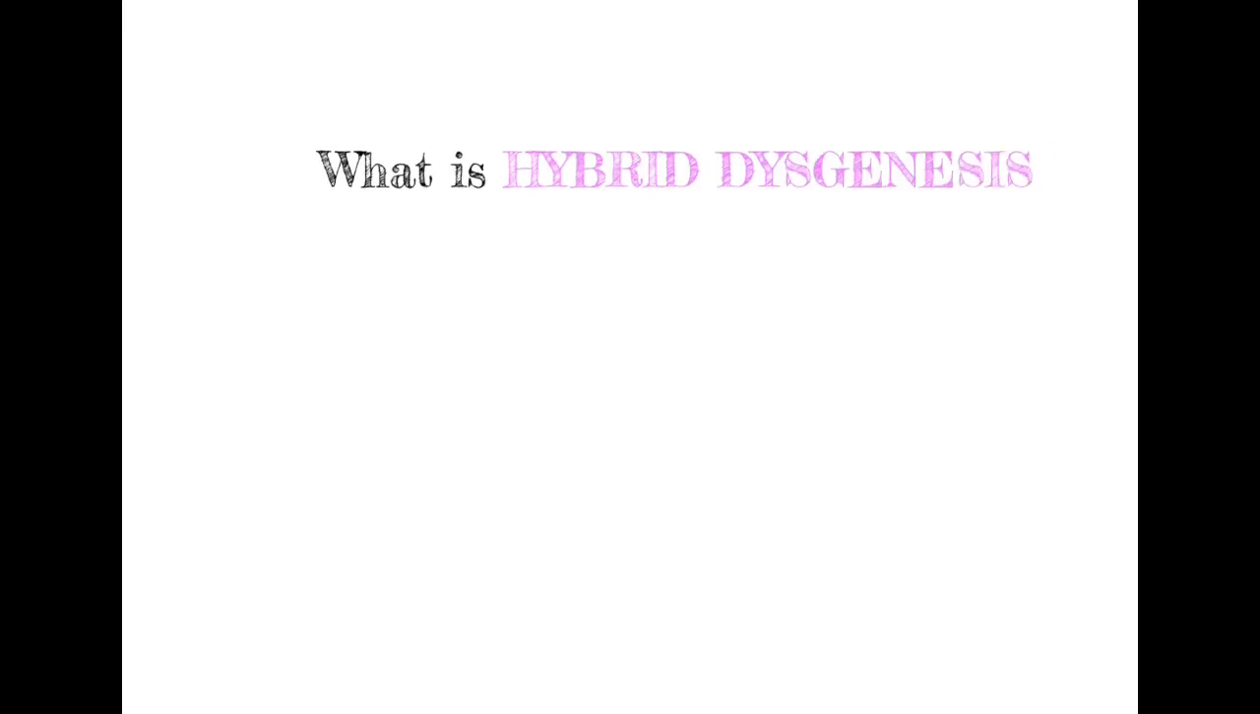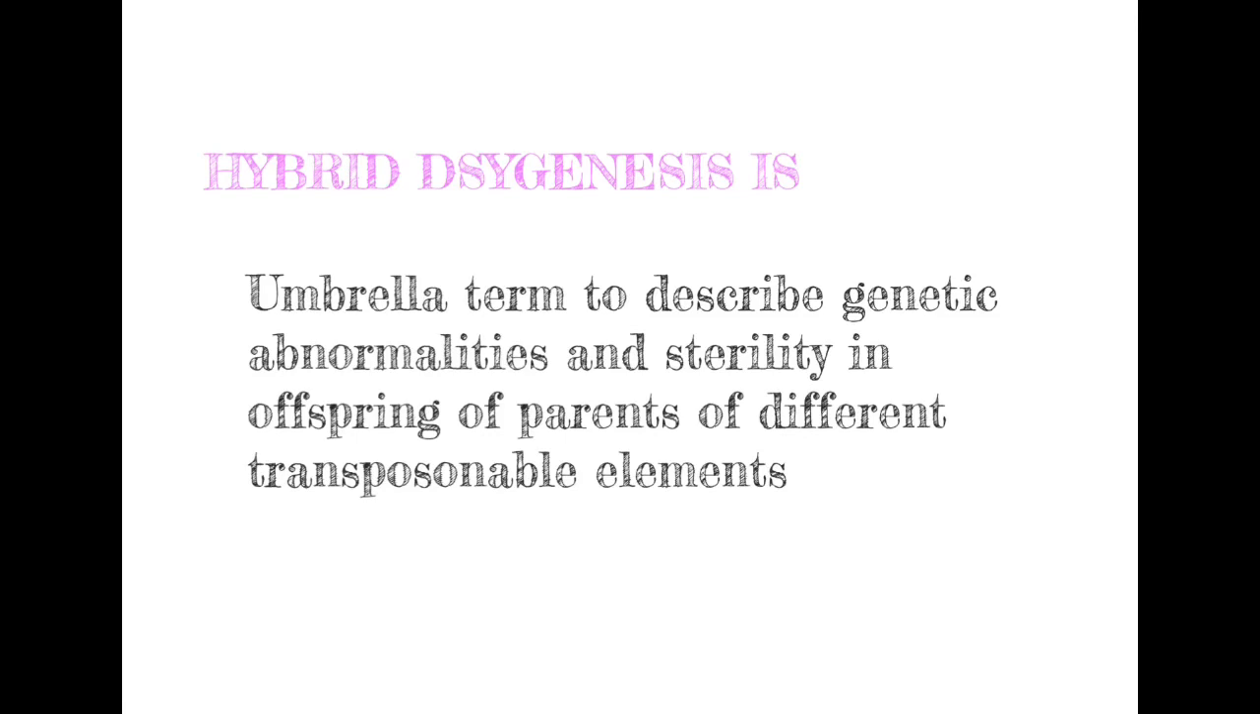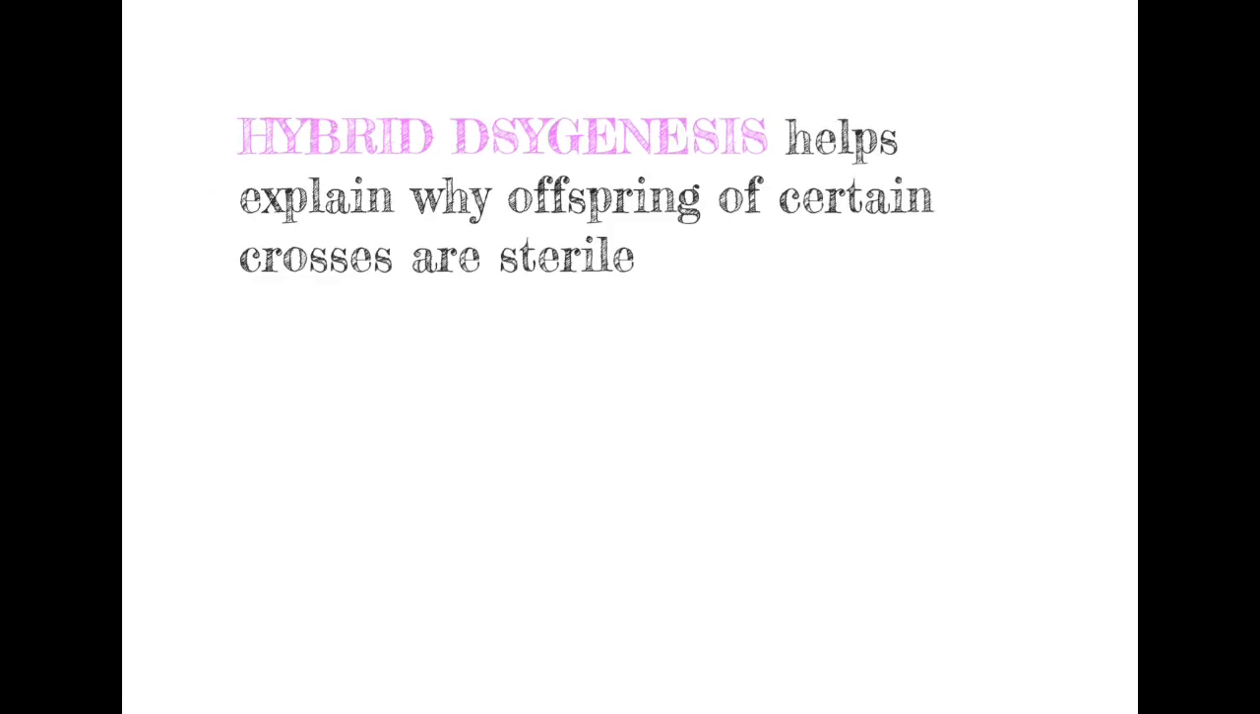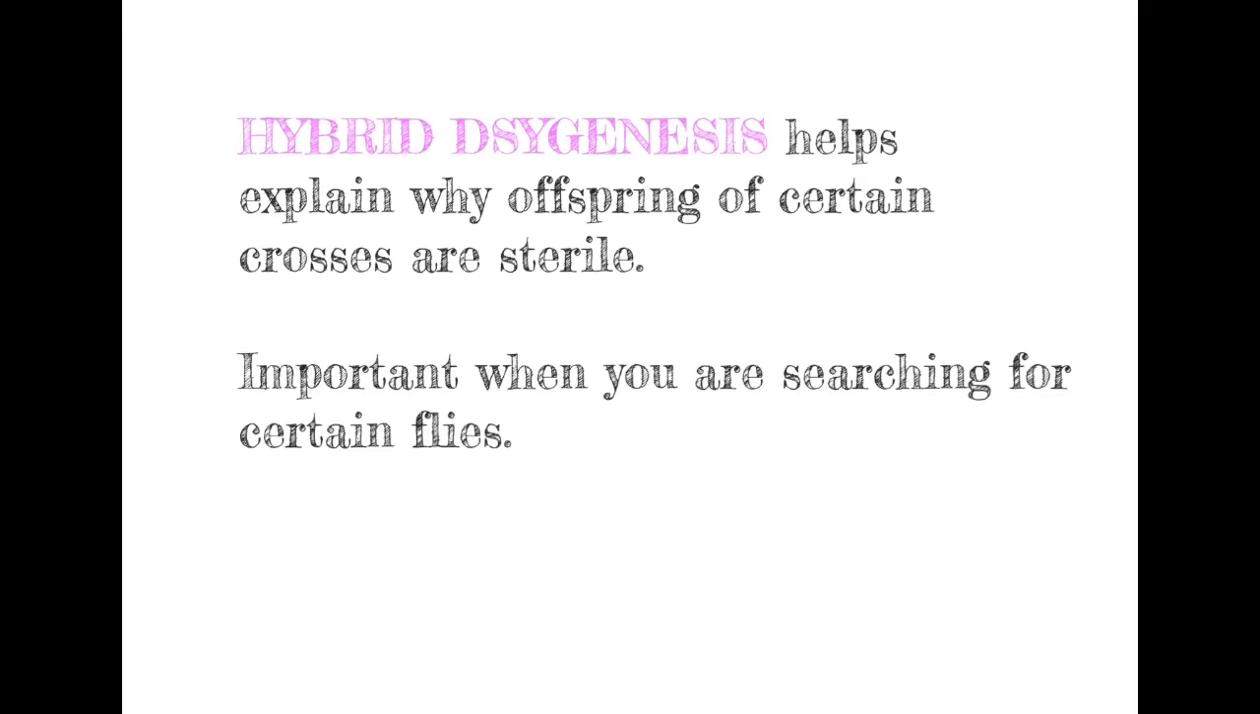What is hybrid dysgenesis? Hybrid dysgenesis is an umbrella term that describes any genetic abnormality or sterility that arises from offspring of parents with different transposable elements. Usually these offspring have a different location in which this jumping gene has inserted itself compared to their parents. For the researcher's purpose, it's used to describe why the offspring of certain crosses are going to be sterile.